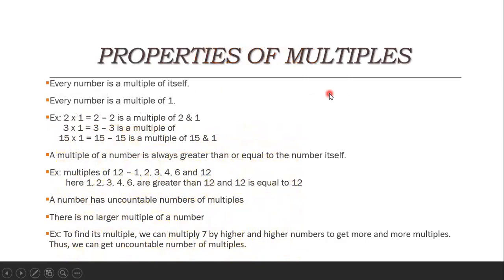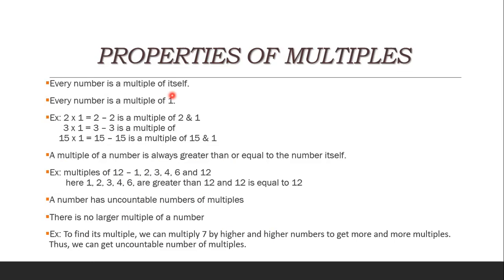Now you see properties of multiples. So what are the properties of multiples? Here we have 4 to 5 properties. What is that? Let us see. Every number is a multiple of itself. So every number is a multiple of itself, whatever the number. If you take, suppose, 5, then 5 is a multiple of itself.